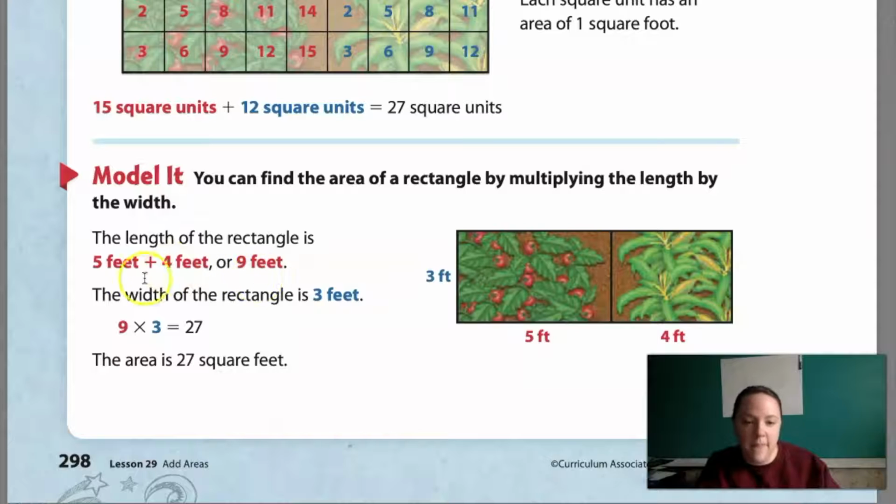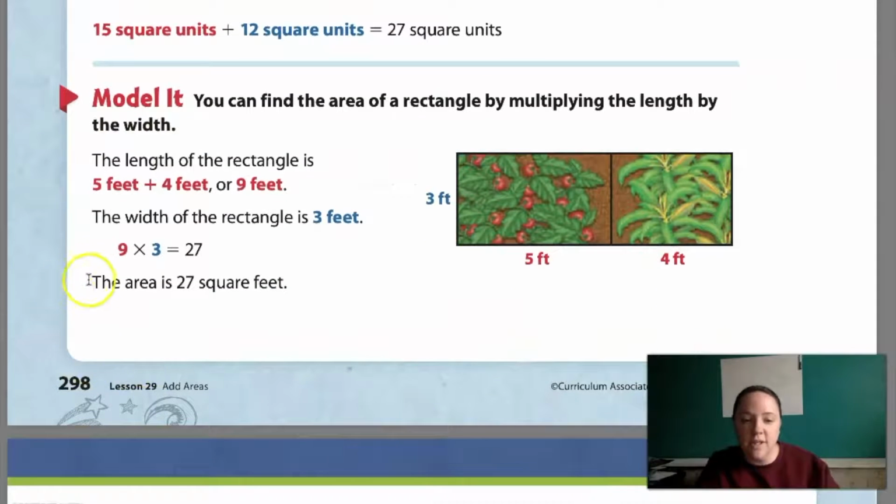So then you do 5 plus 4 equals 9 feet. And the width of the rectangle is 3. And then you do 9 times 3 equals 27. I really like how they show it in color so you know which ones to combine and add, and then which ones you know to multiply. So the area is 27 square feet.